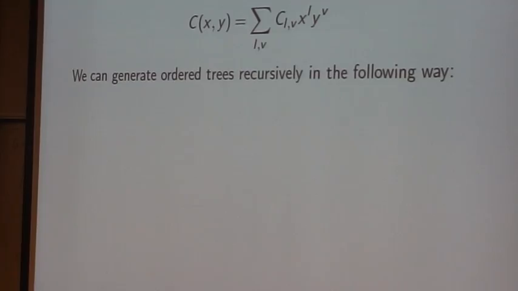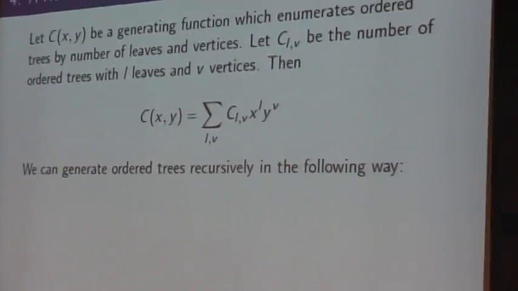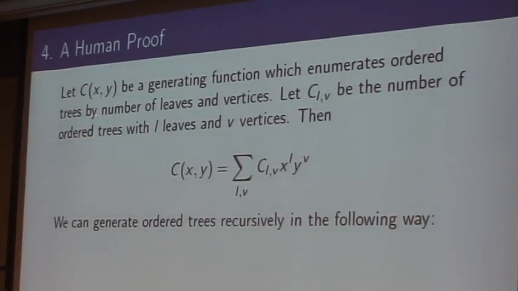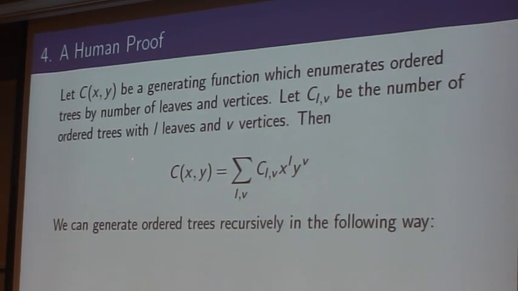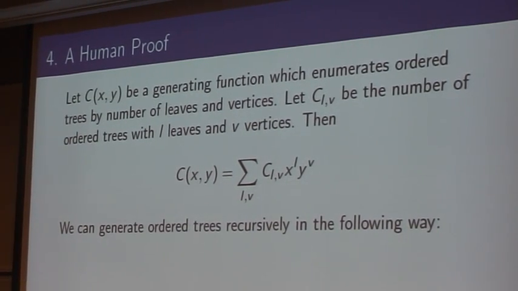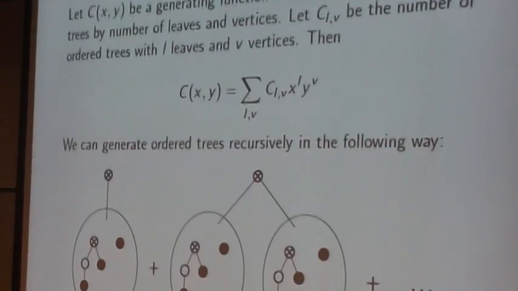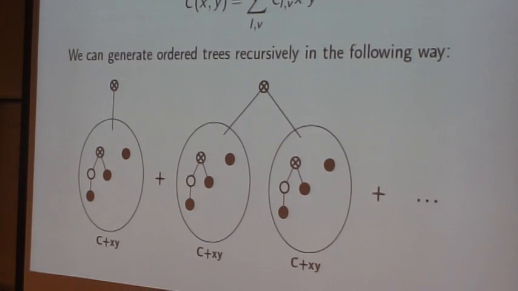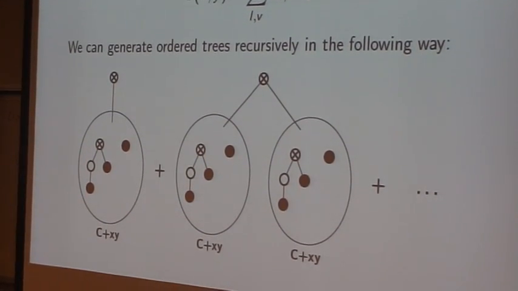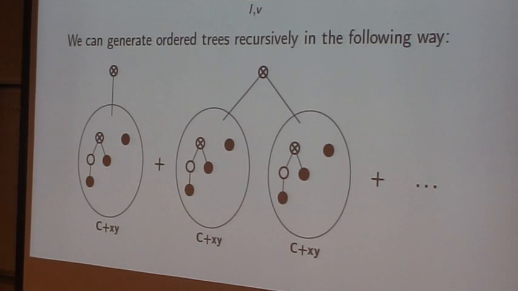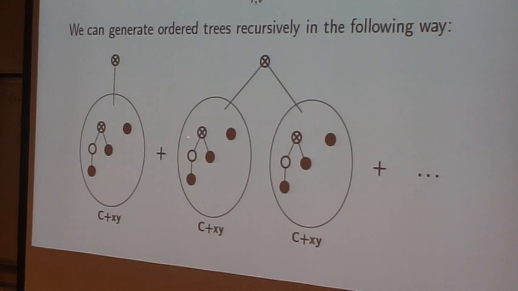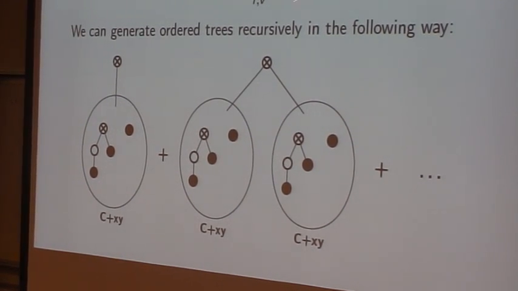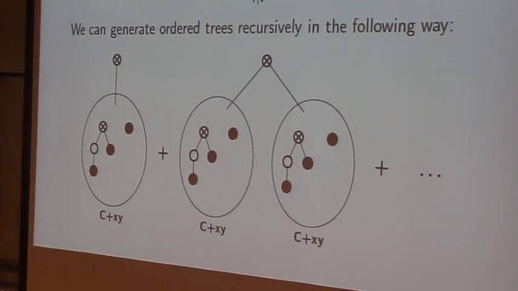So, if I have time to talk about a human proof, we want to extend the generating function C, where I mentioned that x is going to keep track of the number of leaves, and y is going to keep track of the number of vertices. And this is just the standard extension of what we saw before. And we can also obtain a nice recurrence relation or a functional equation that is satisfied by C by constructing our trees step by step in this fashion.